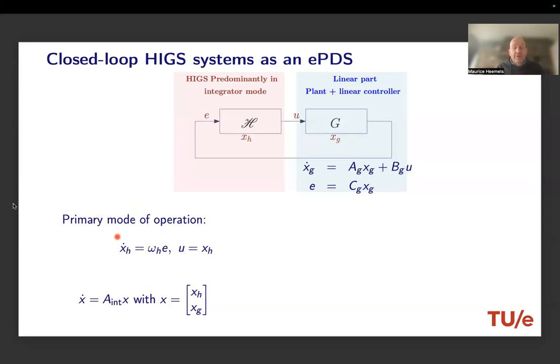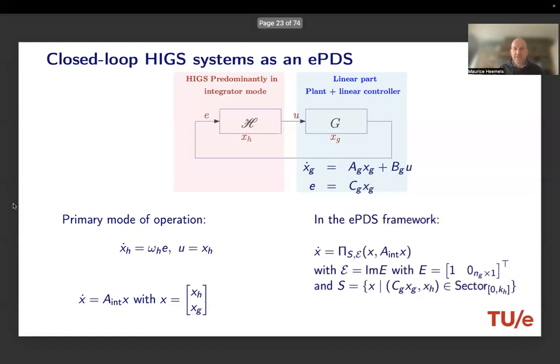So clearly, the primary mode of operation of the Higgs is using this integrator dynamics, right? So in principle, we try to follow this mode of operation as much as we can, as long as it keeps us in the desirable constraint set. So basically, what we can do is we can combine this plus this guy to actually get a sort of unprojected closed loop integrator dynamics, right? So we just get this dynamics.